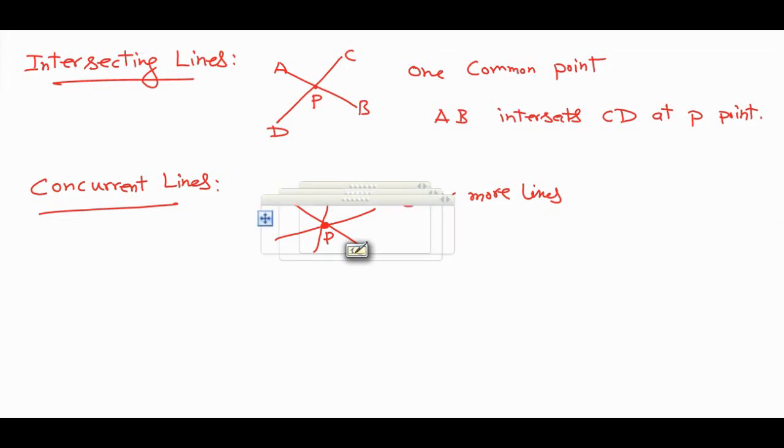Now, the next thing is perpendicular lines.